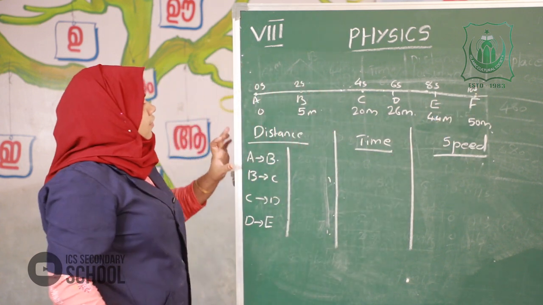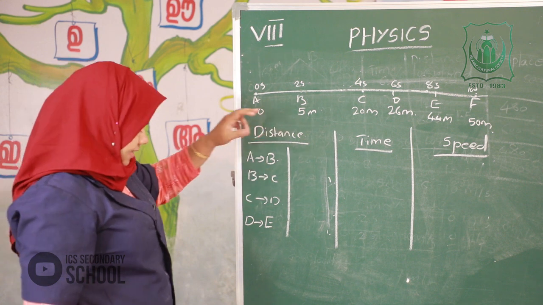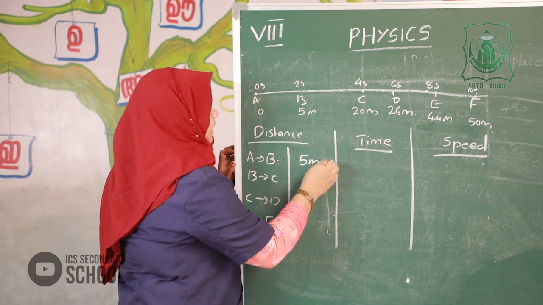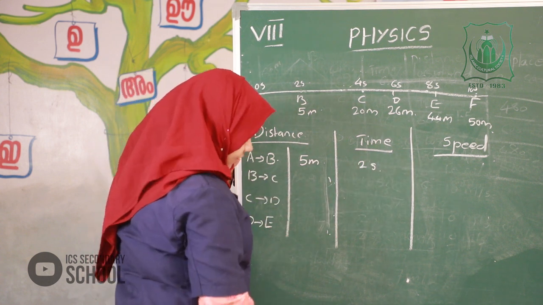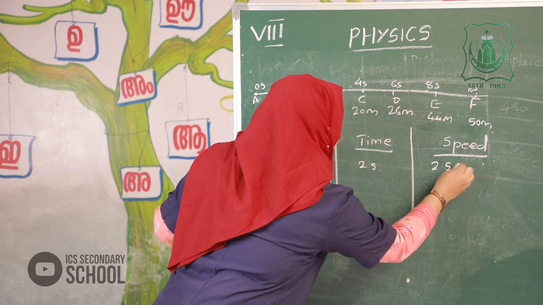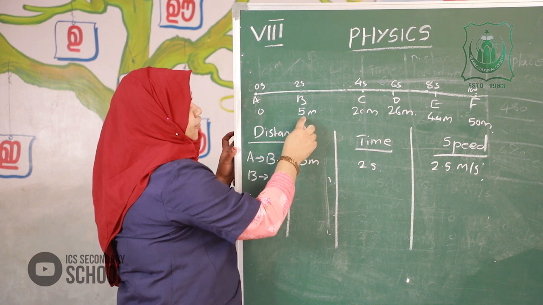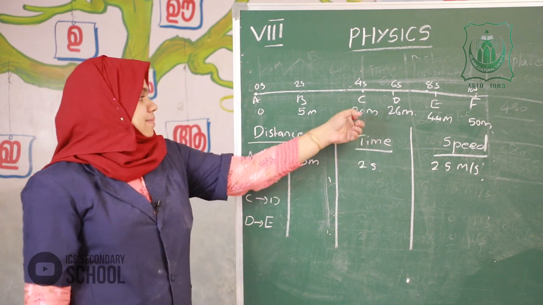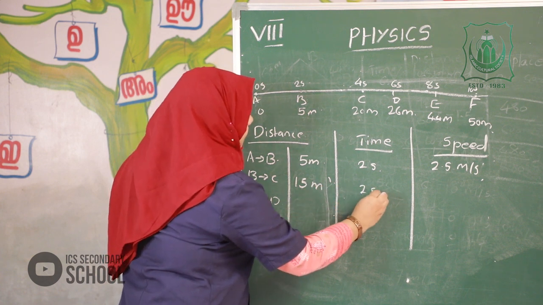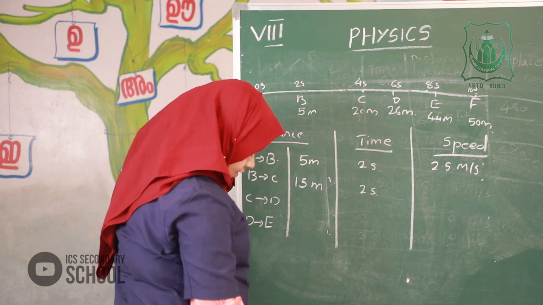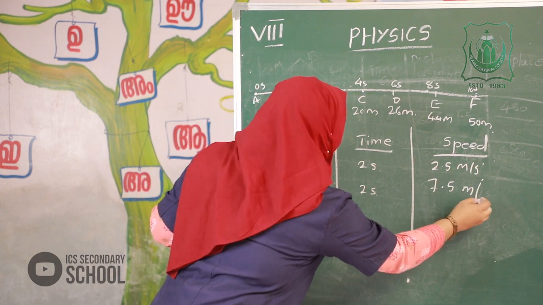From this diagram, from A to B, what is the distance? 5 meter. 5 meter, time 2 seconds. So what is the speed? 5 divided by 2, yes, 2.5 meter per second. From B to C, what is the distance? 20 minus 5, that is 15 meter. 15 meter, time 2 seconds. 15 by 2, 7.5 meter per second.